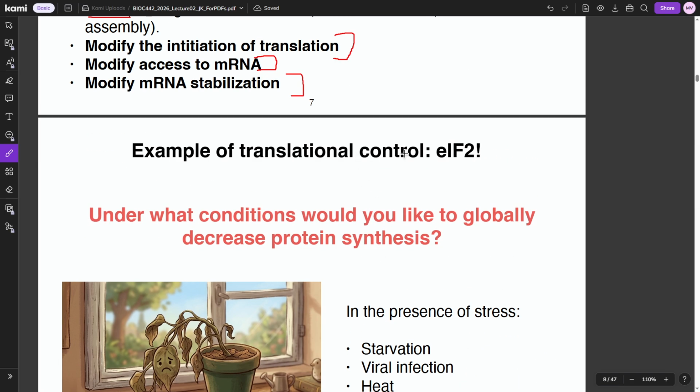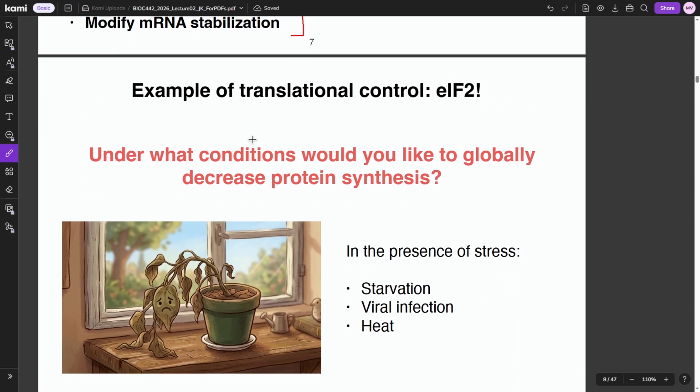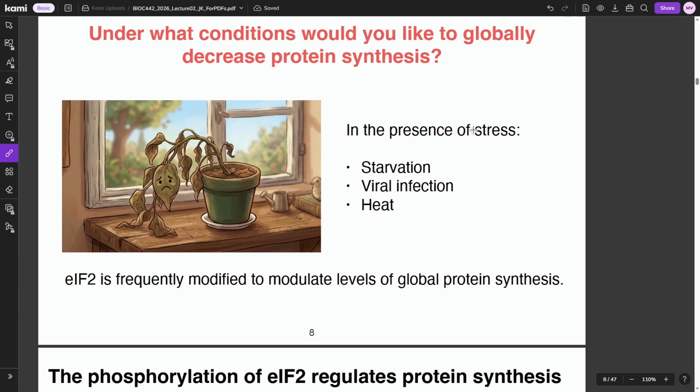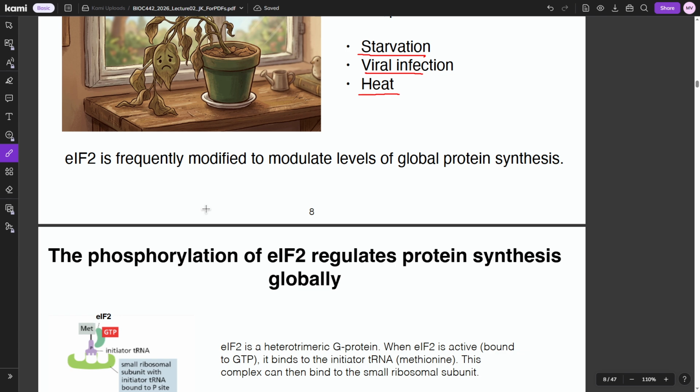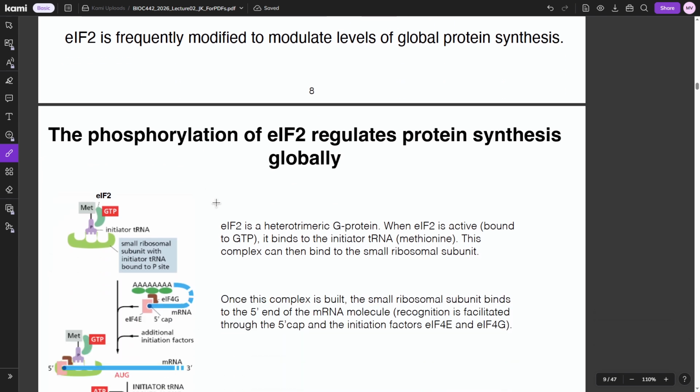So, an example of translational control. Under what conditions would you want to globally decrease protein synthesis? Examples would be starvation, viral infection, and heat. EIF2 is frequently modified to modulate the levels of global protein. Remember, if you phosphorylate EIF2, it stops it from exchanging GDP for GTP, because EIF2B binds and gets stuck, right?